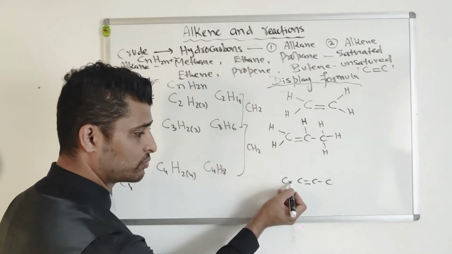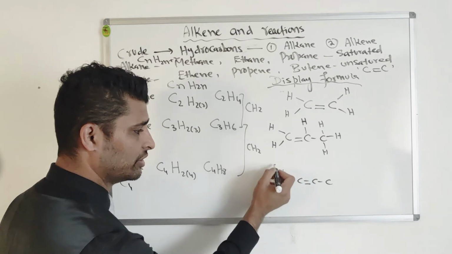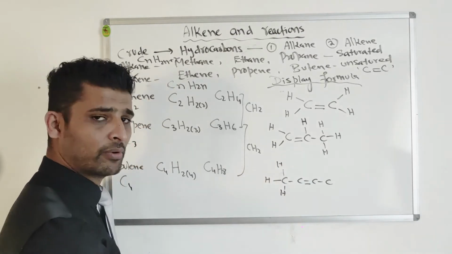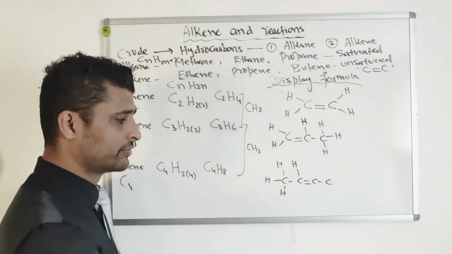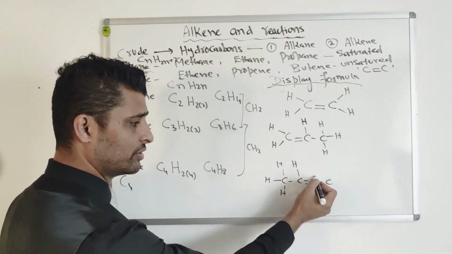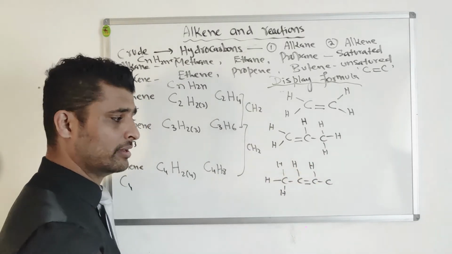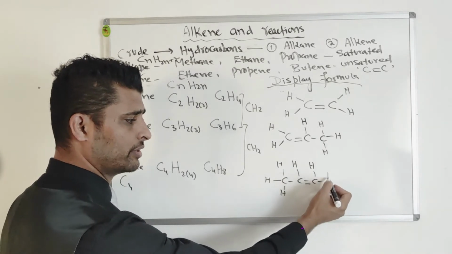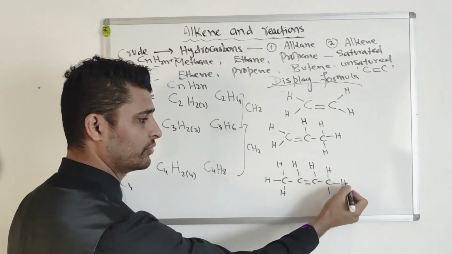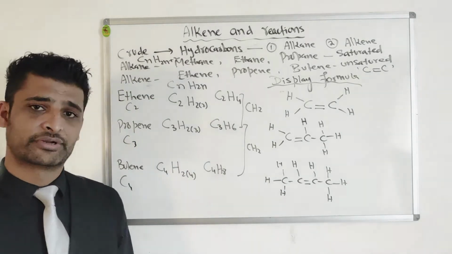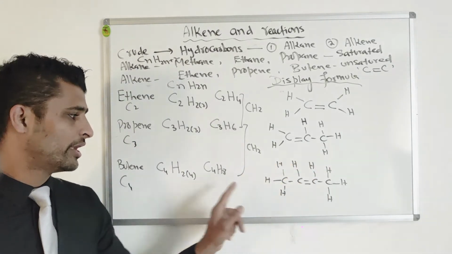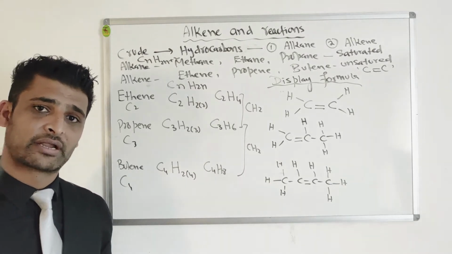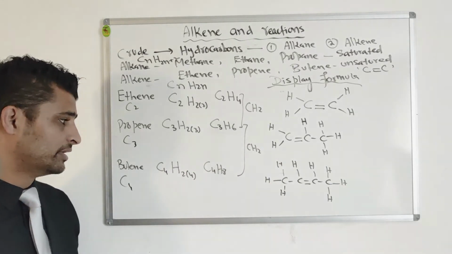So this carbon has 1 bond, so it can have 3 more because each carbon should have 4 bonds. This carbon already has 3 bonds, so it will only have 1 hydrogen. This carbon has 2 and 3, it will have 1 as well. This carbon has only 1 bond, so it will have 3 hydrogen atoms around it. If you count them, 1, 2, 3, 4, 5, 6, 7, 8, you got 8 hydrogen atoms around carbon. Automatically it will be 8.